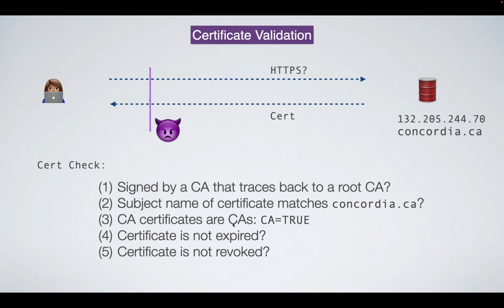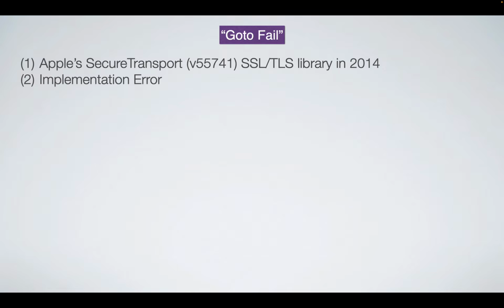Okay, so these are some of the checks. They're not all of them, but they're some of the key ones. And I pulled these checks out to highlight because historically there's been problems with all of them. So I'll just tell you some stories about things that went wrong. The first story I'll tell you is about a bug. It's called go-to-fail, that's what people call it.